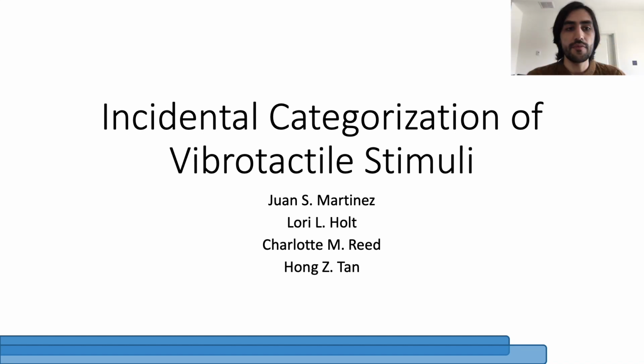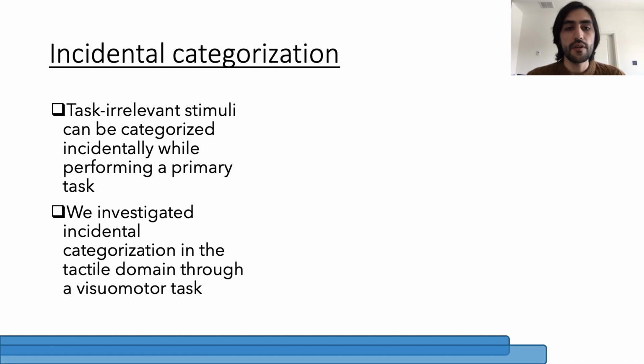Incidental categorization of vibrotactile stimuli. Visual and auditory experiments have demonstrated the human ability to learn and categorize properties of task-irrelevant stimuli while performing a different type of primary activity. We investigated the possibility of incidental categorization in the tactile domain using a visuomotor task.